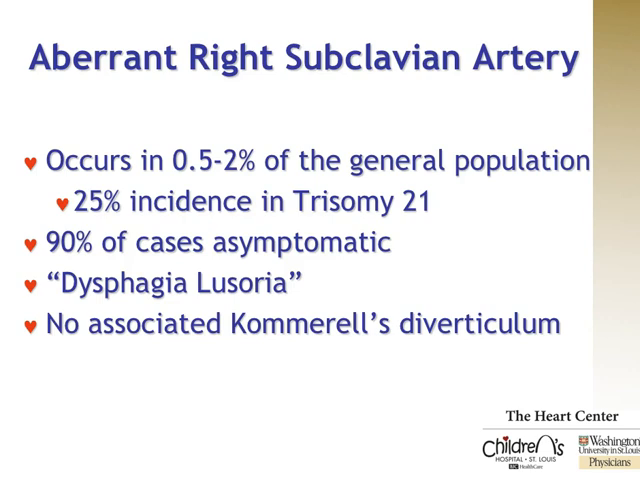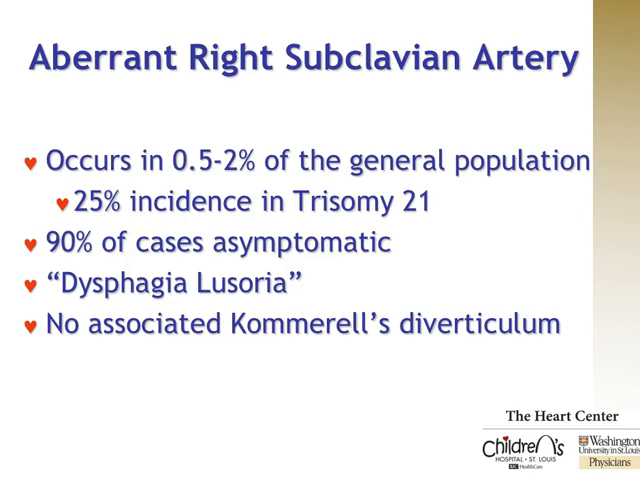We know that it's actually quite common with trisomy 21. In about a quarter of kids with Down syndrome, there's an aberrant right subclavian artery. And I think most people agree that the vast majority of these cases are asymptomatic. This is not a true vascular ring.